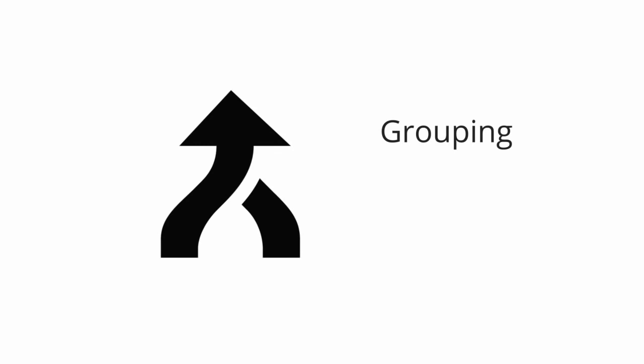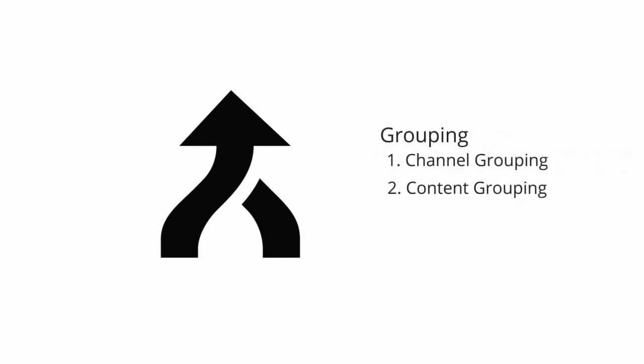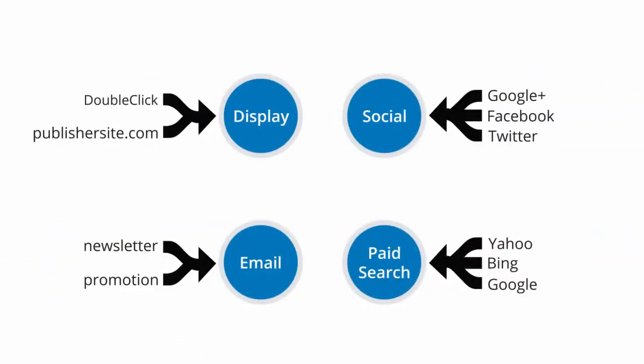Grouping is another way you can transform your data. With grouping, you can aggregate certain pieces of data together so you can analyze the collective performance. You can create two types of groups in Google Analytics: channel groups and content groups. A channel group is a collection of common marketing activities. For example, display advertising, social media, email marketing, and paid search are four common channel groups that are each a roll-up of several marketing activities.